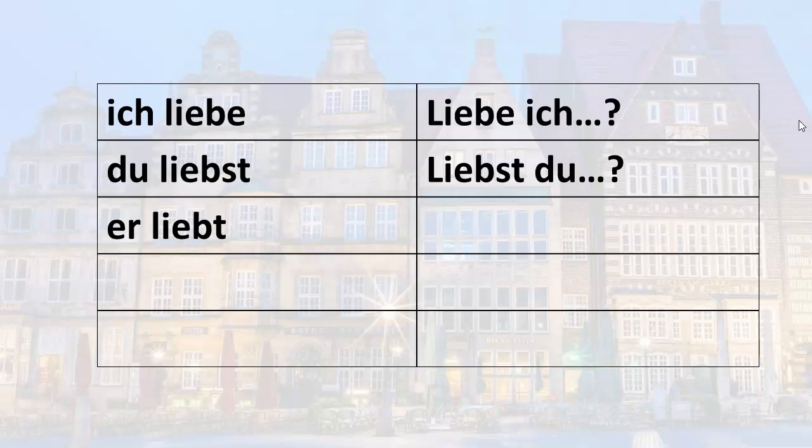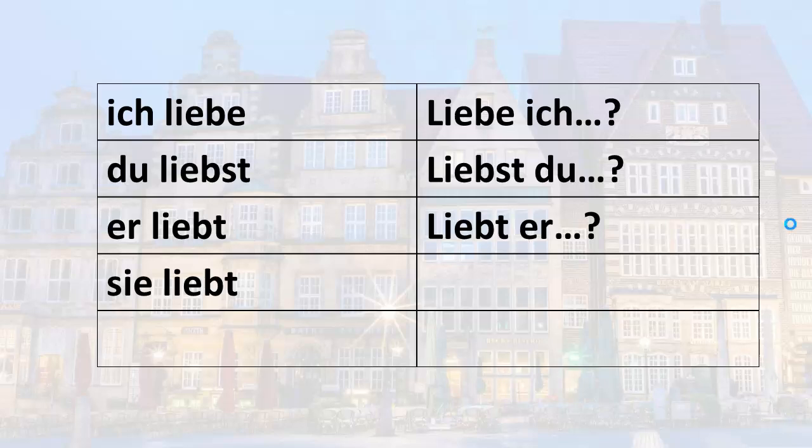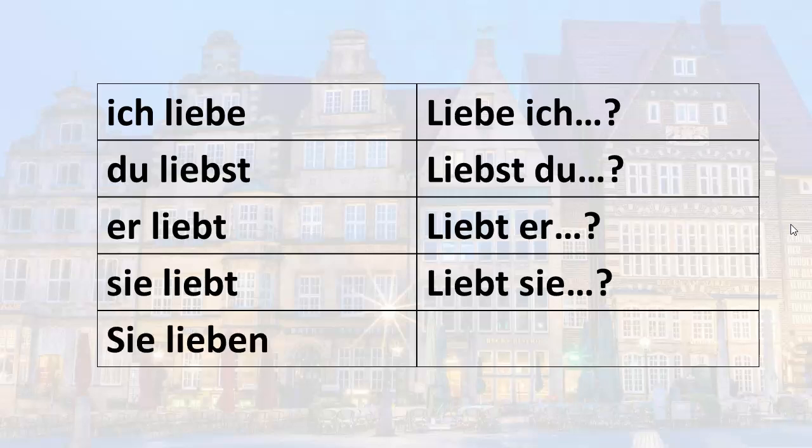Er liebt, he loves. How would you say, does he love? That would be liebt er, does he love? Sie liebt, she loves. Does she love? Liebt sie. Sie lieben, you love. The question would be lieben Sie, do you love?